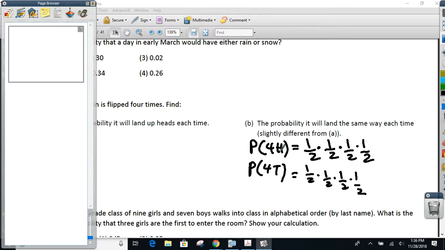So for 4 heads, it's going to be 1 out of 16 shot. All I did was multiply numerators and denominators, and same thing for 4 tails. So in total, it's going to be 1/16 for the 4 heads, 1/16 for the 4 tails. So total that it could come out the same, 2 out of 16, or if you want to reduce it to 1/8.